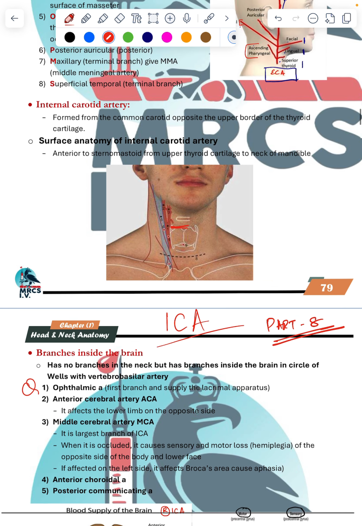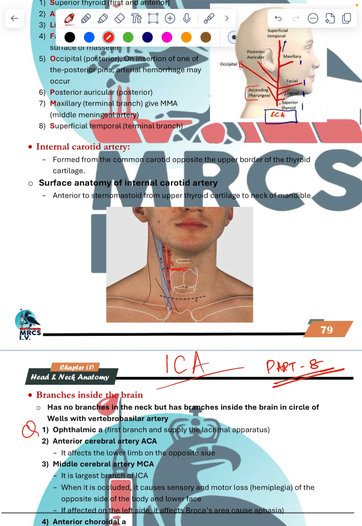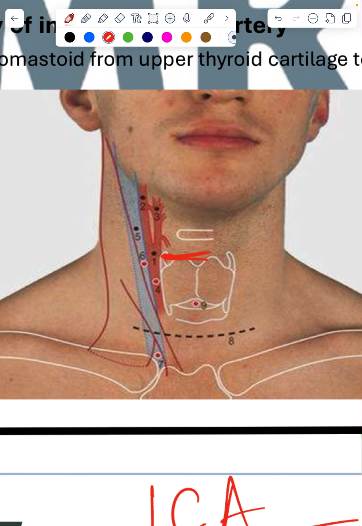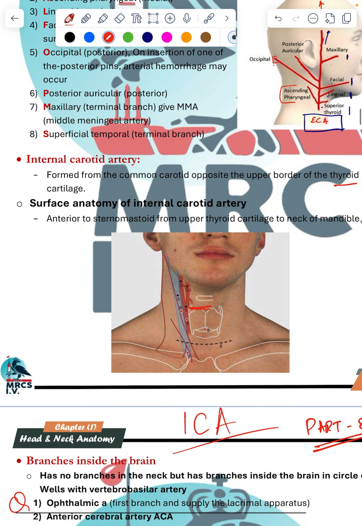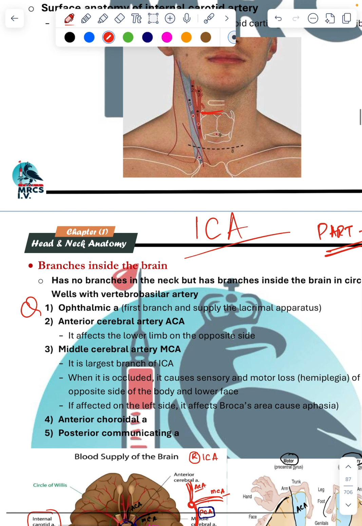So we are seeing the internal carotid artery. It is formed at the level of the thyroid cartilage, that is at C3 level. Common carotid is divided into internal and external carotid artery. So internal carotid artery is lateral and external carotid is medial. Surface anatomy you can see here like this. Internal jugular vein is more lateral to this, anterior to sternocleidomastoid.